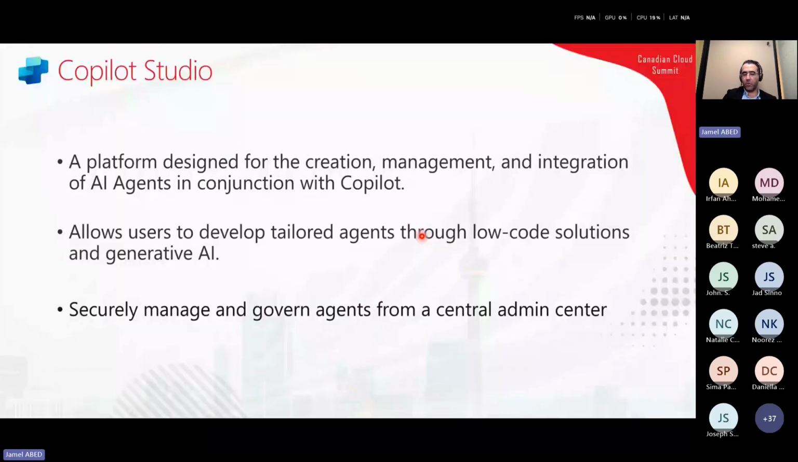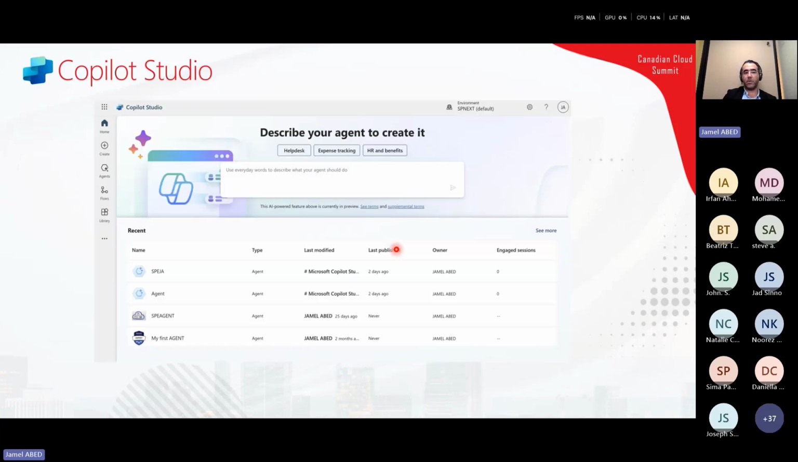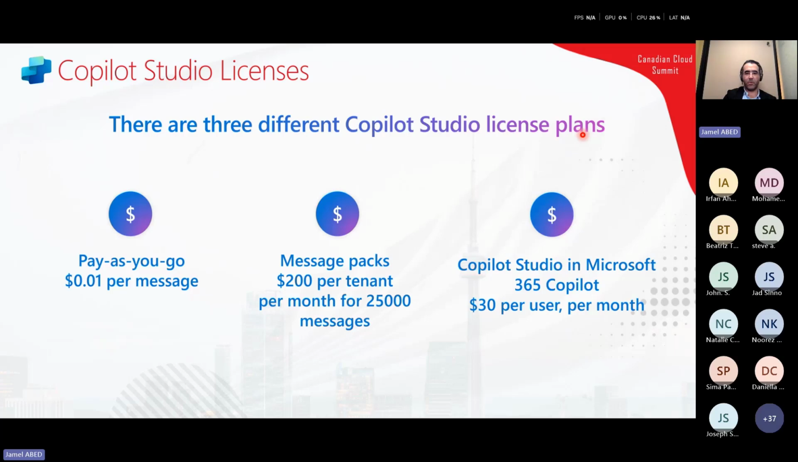And Copilot Studio is a low-code platform to create your agent and other things, and it also allows you to manage your agent. And it's very important. This is the UI for your Copilot Studio, and you have many different licenses for it. You have 3 types of license. You have pay as you go. You will pay for each message, each prompt, each question or message per user. And we also have the message pack at $200 per tenant per month, and you will have up to 25,000 messages.